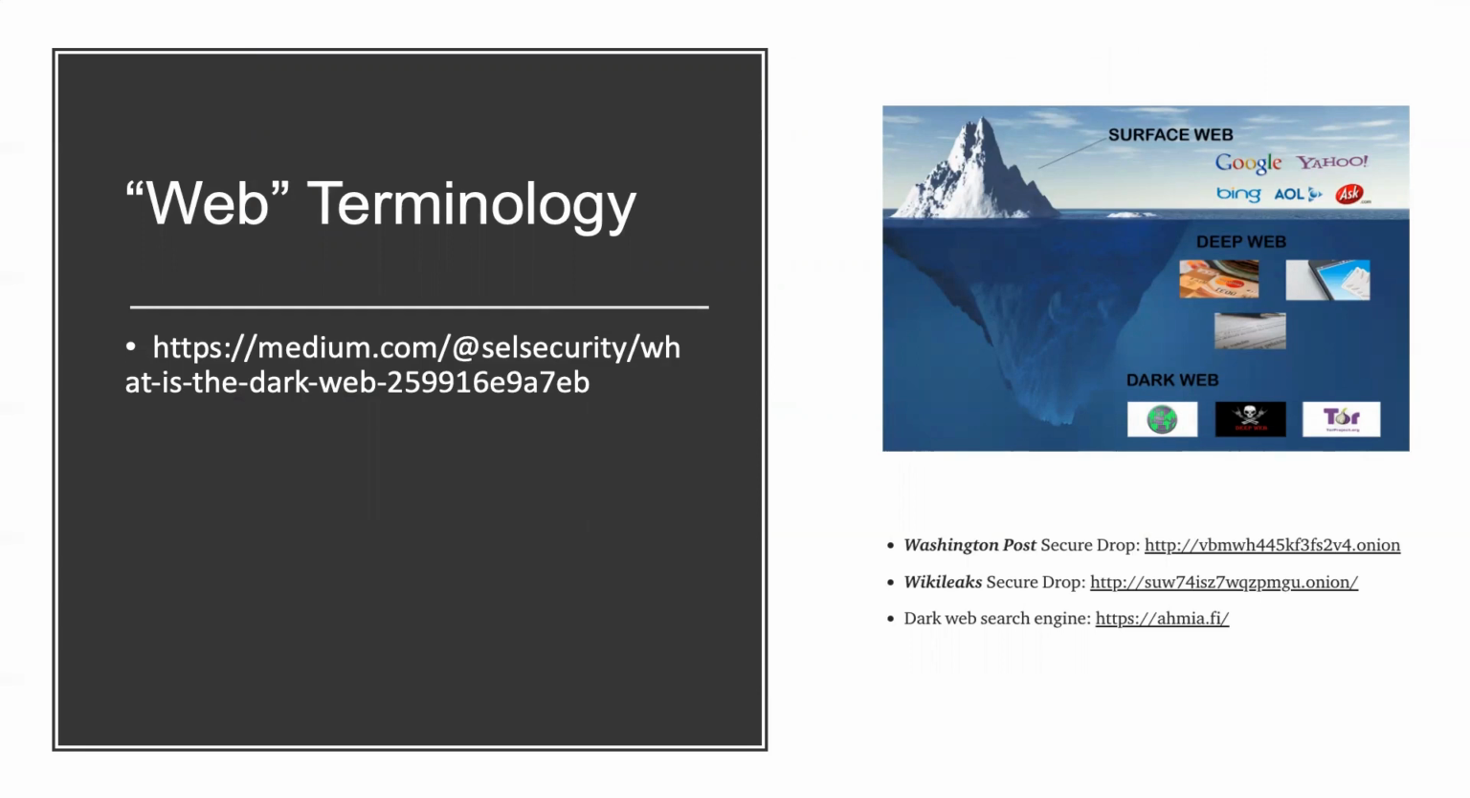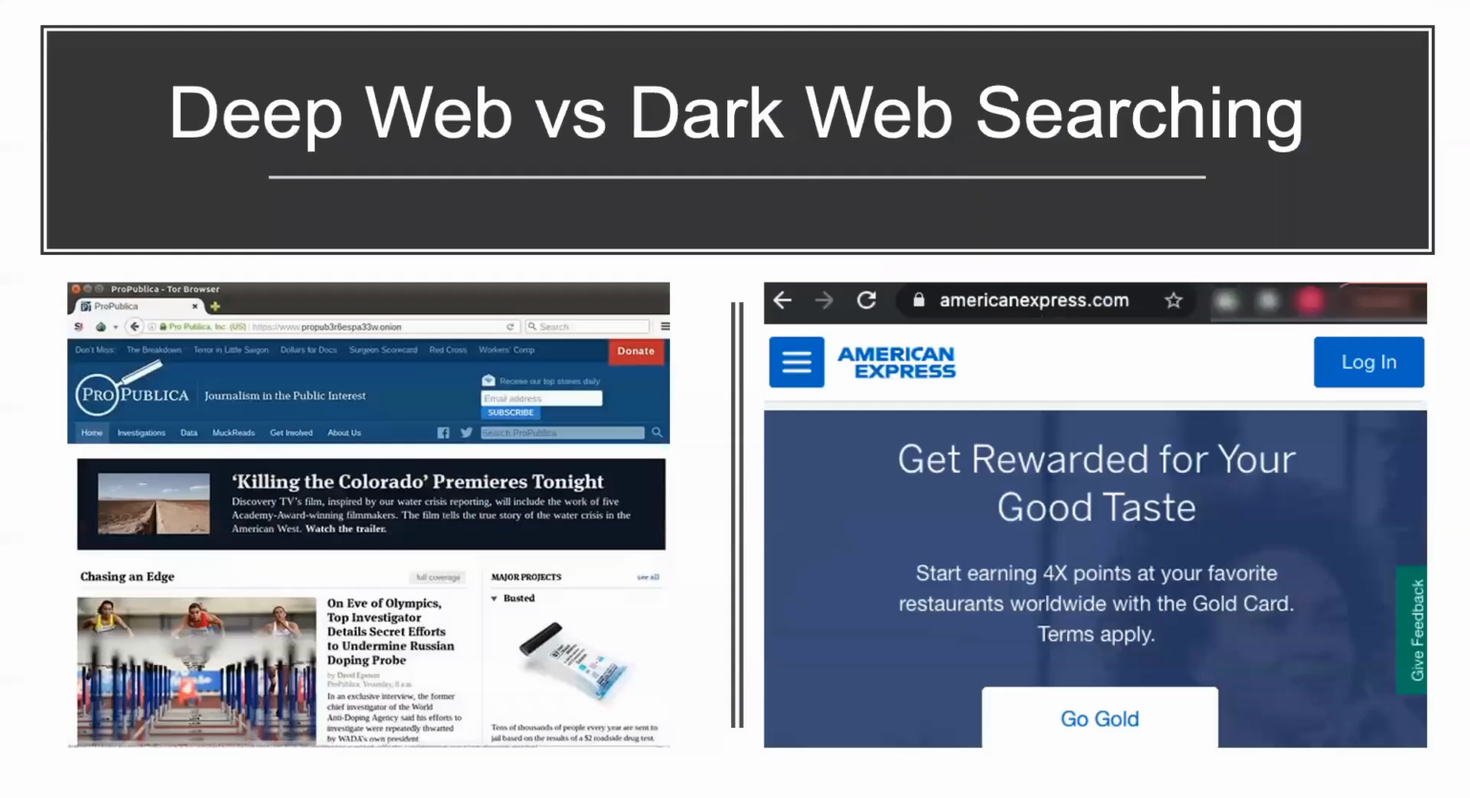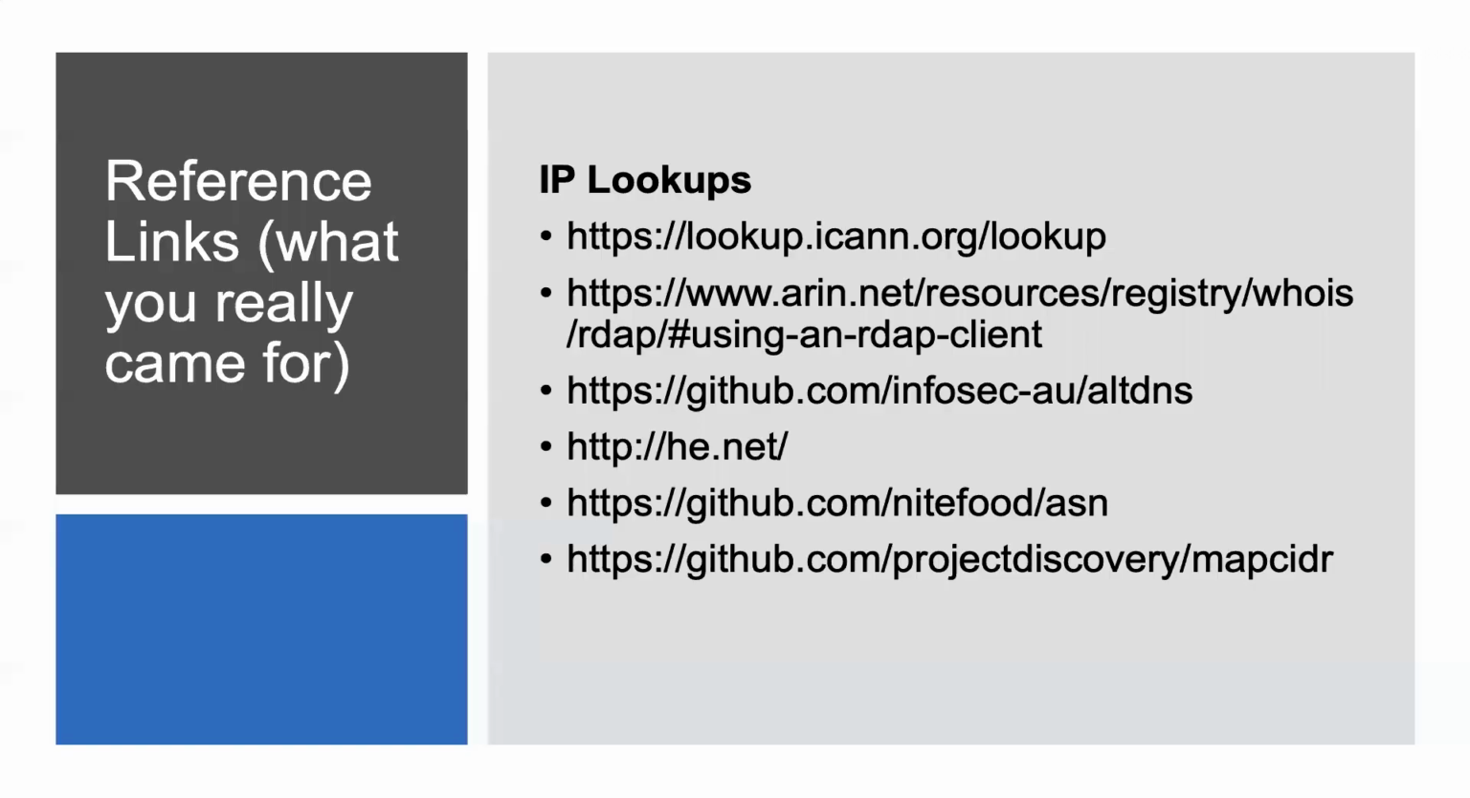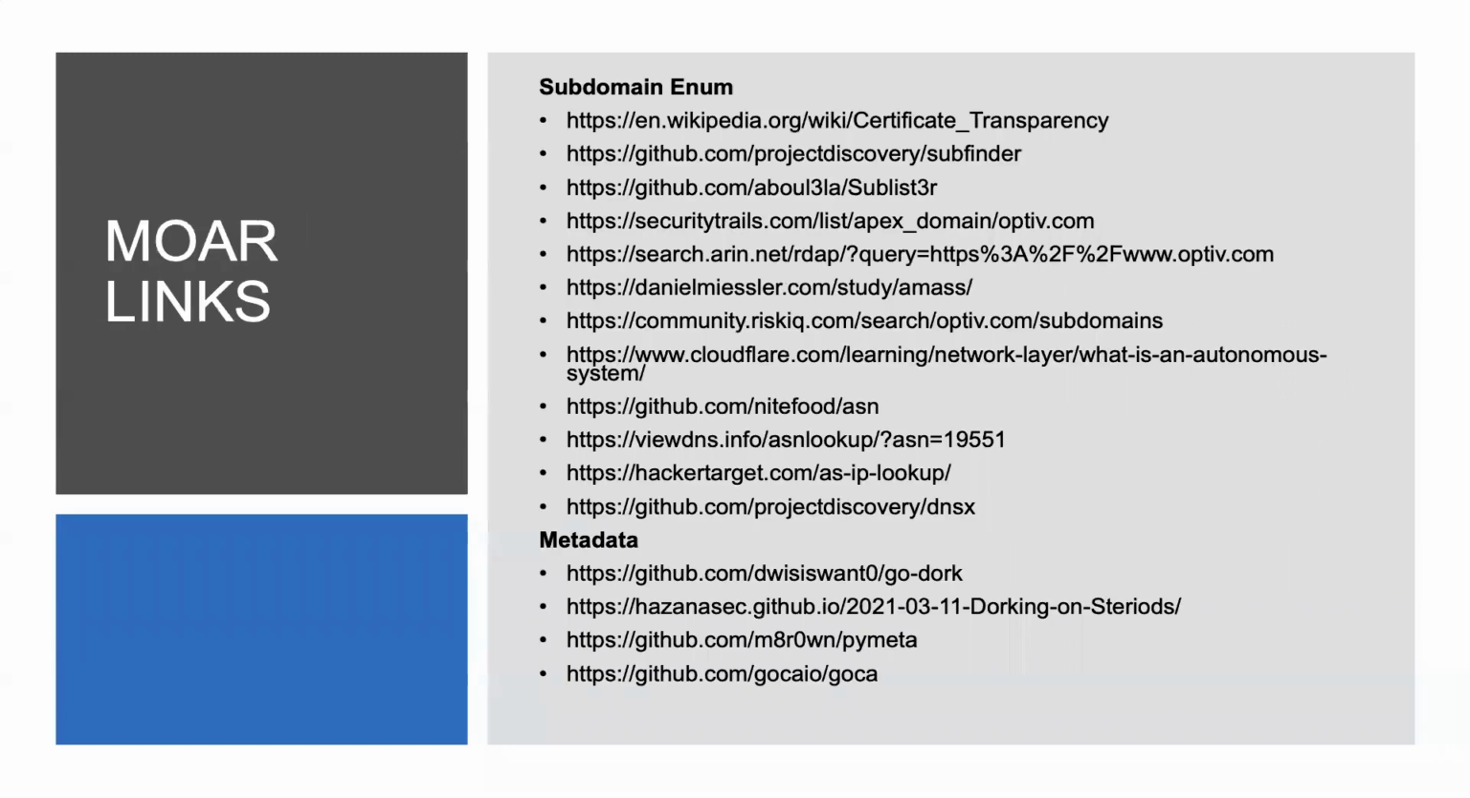Really, really fast primer. Clear web, surface web, that's Google. Deep web is like your bank website, and dark web is everything else. Onion sites are accessible via a browser, like Tor browser, to access the Tor network. That's where you're going to find a lot of this data that they're looking for. And then, of course, companies like American Express or whatever have a login portal that you have to access through authentication. I'm going to pop some links here. You guys can check those out. Just real fast, I'm going to blow through these and you can take screenshots as you will.